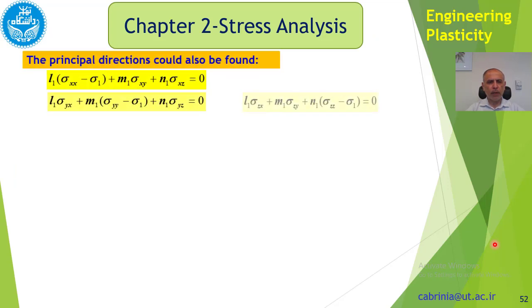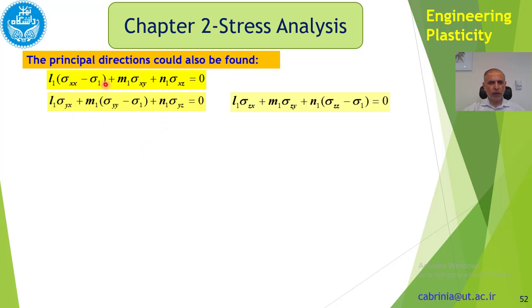The principal directions could also be found. In the previous slide, we proved that sigma 1, sigma 2, and sigma 3 are all perpendicular to each other. It means that their planes are also perpendicular to each other, and we obtained this relationship from previous slides.